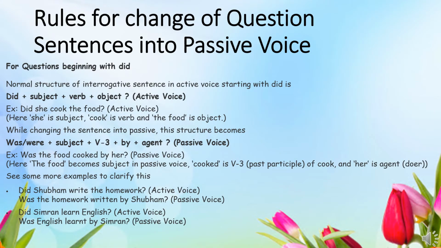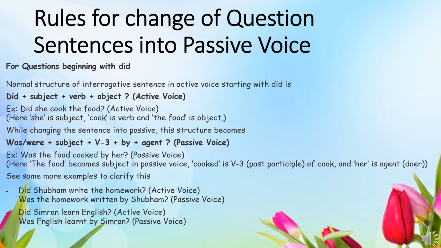Now, children, we need to keep in mind some rules for changing question sentences into passive voice. For questions beginning with did, for interrogative sentences, the normal structure of active voice sentences is did followed by the subject, followed by the verb, and then the object. Example, did she cook the food? Which is in the active voice. Here, she is subject, cook is verb, and the food is object.